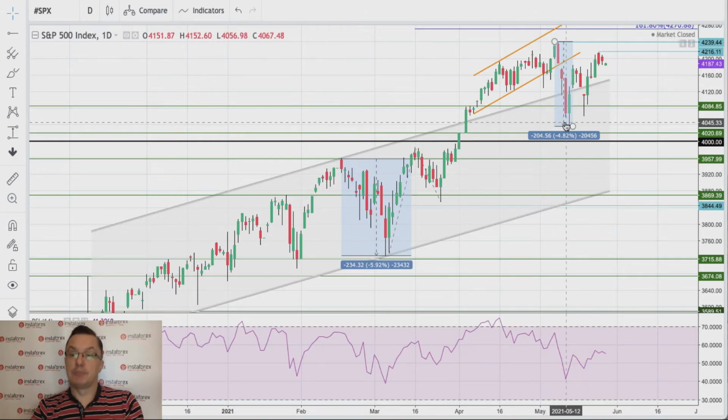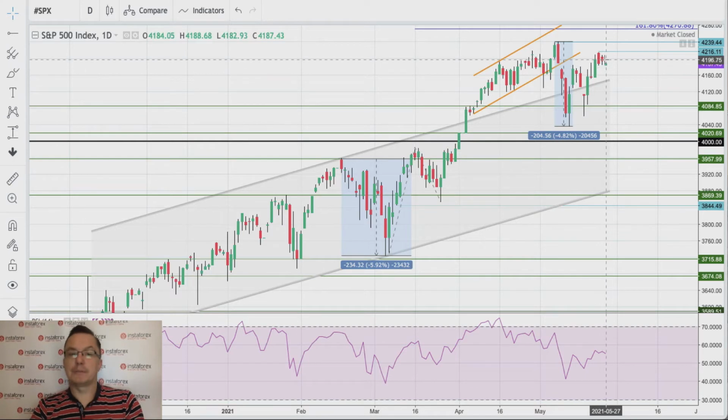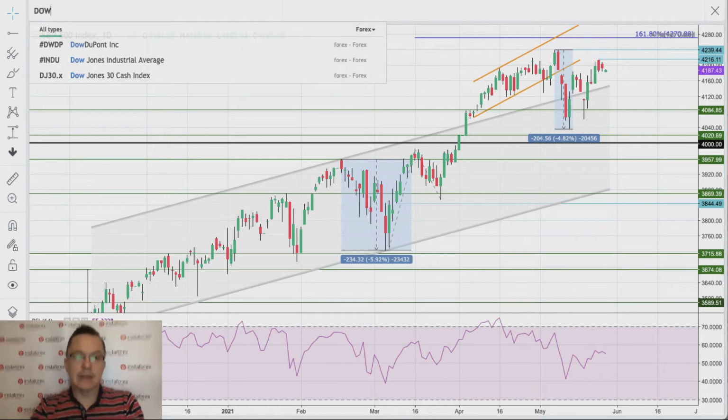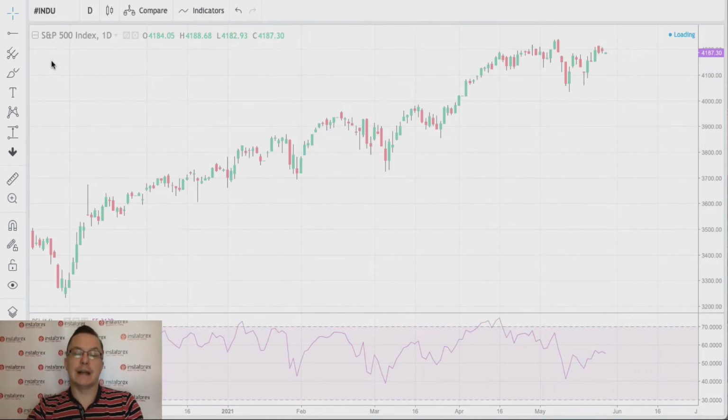So far only a pullback, a sharp one. However, it bounced back up. The price is still going higher. Nothing changes here. Let's take a look at the Dow Jones Industrial Average.